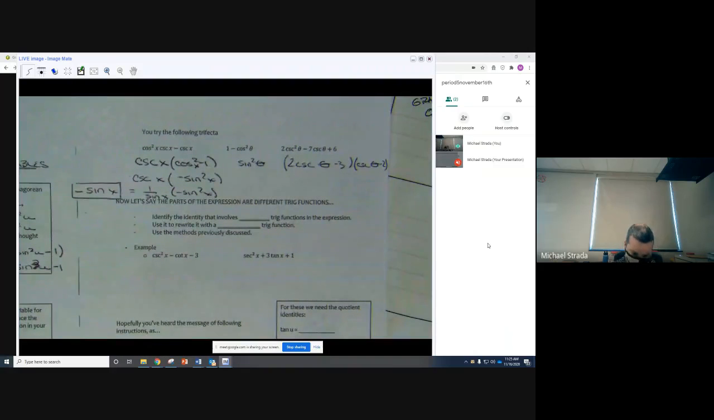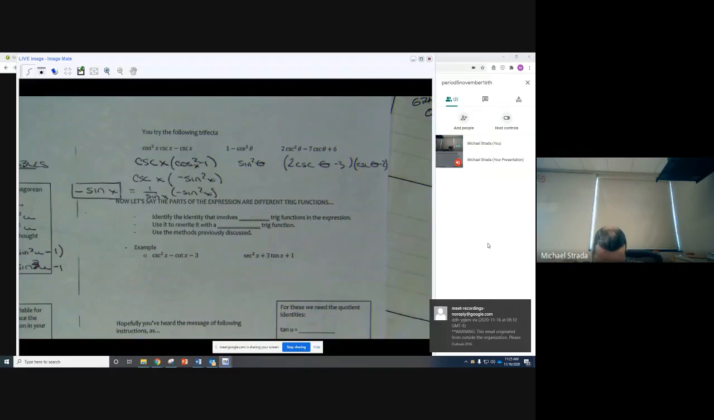So the first one ends up being negative sine x. Second one ends up being sine squared theta. Third one is 2 cosecant theta minus 3 cosecant theta minus 6.